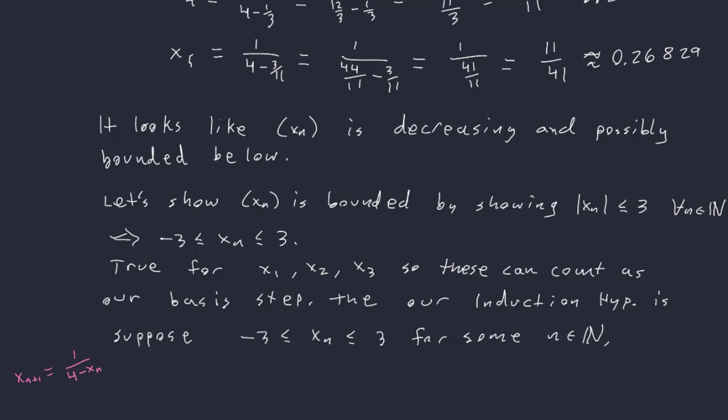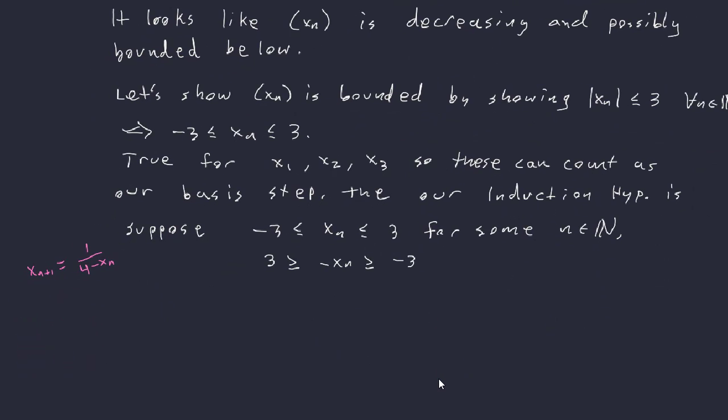So I'm going to take this and multiply it all through by -1. So I'll get 3 is greater than or equal to negative x sub n, which is greater than or equal to -3. Well, that should make some sense, because if xn is trapped between -3 and 3, its negative will be as well. Okay. Now I'll add 4 to all 3 pieces. So I'll get 7 is greater than or equal to 4 minus x sub n, which is greater than or equal to 1.